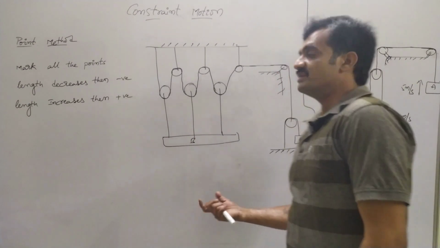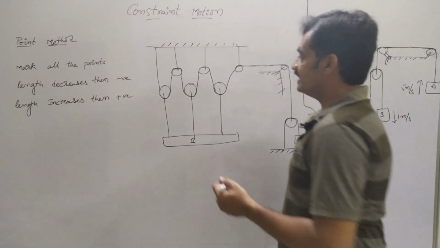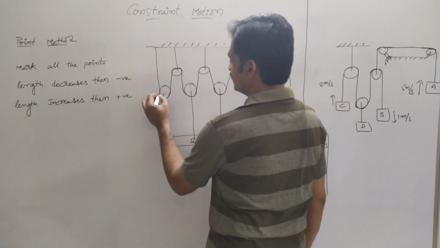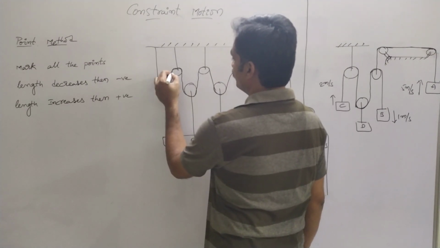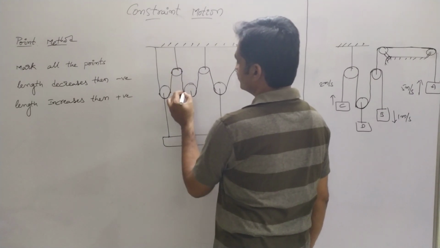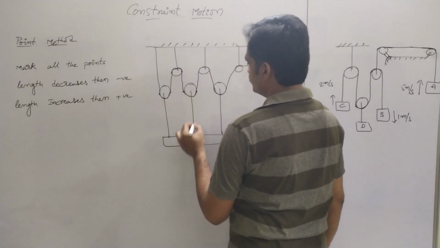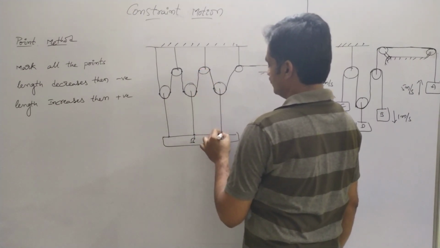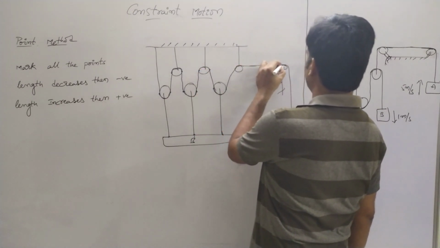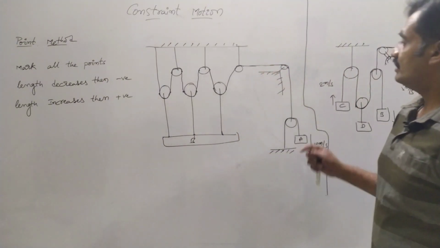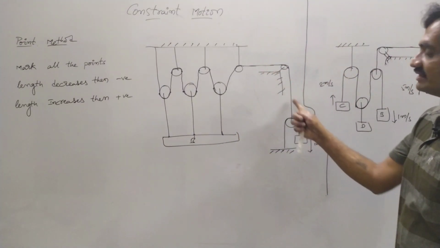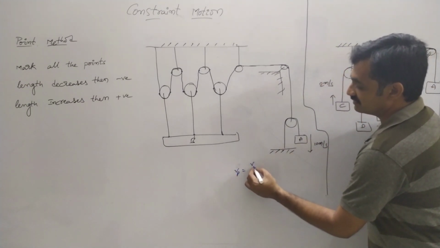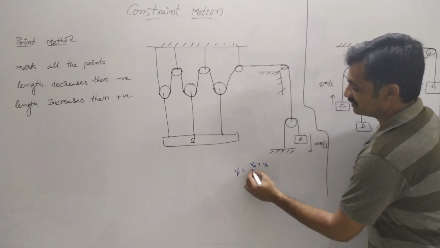So let's see some more problems regarding this point method. Again, mark the points. Observe that I am going to mark the points 1, 2, 3, 4, 5, 6, 7, 8, 9, 10, 11, 12, 13, 14, 15, 16. So first of all we have to find the velocity of this pulley. Whereas we know that the velocity of the pulley is equal to the velocity of the block A plus the velocity of the block B, divided by 2.